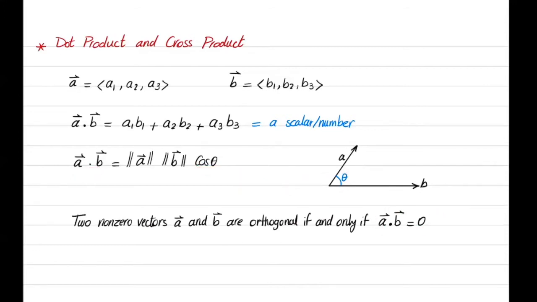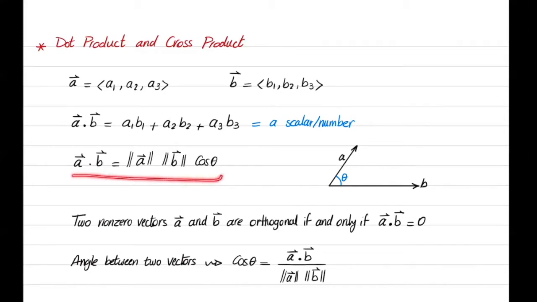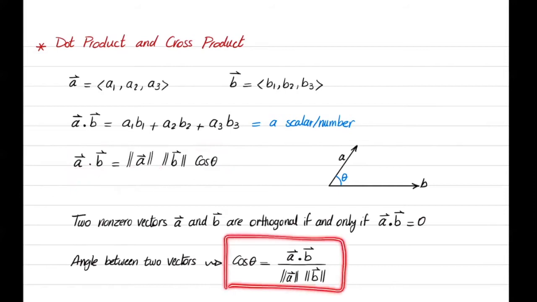Using the dot product, we can also find the angle between two vectors. From the dot product, we have cosine of theta. So we can say that cosine of theta is equal to A dot B divided by the magnitude of A times the magnitude of B, which we wrote here.